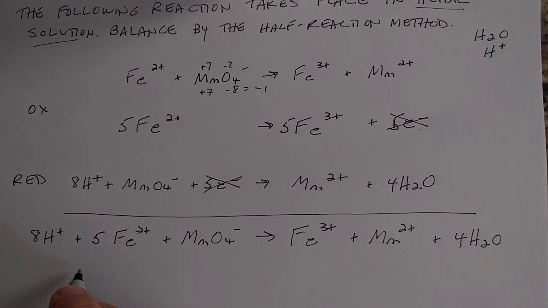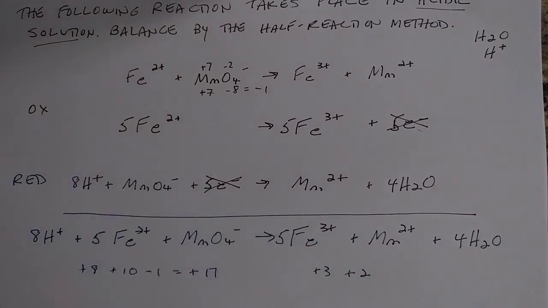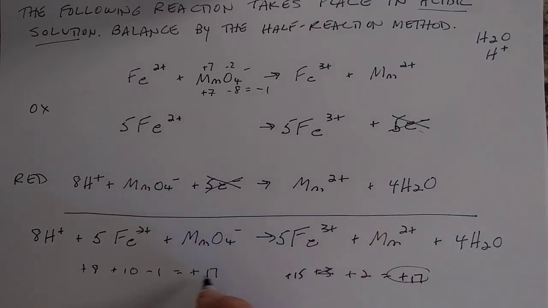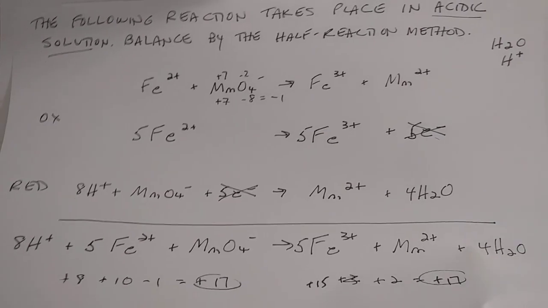So here we have 8H+, so that's plus 8. 5 times 2, that's plus 10. Minus 1 gives us a total of plus 17 on this side. On this side, we have plus 3, and then we have plus 2. I need a 5 here. That wasn't working out. Okay, 5 times 3 is 15. So plus 15 plus 2 equals plus 17. So I have my charge balance as well as the atom balance.